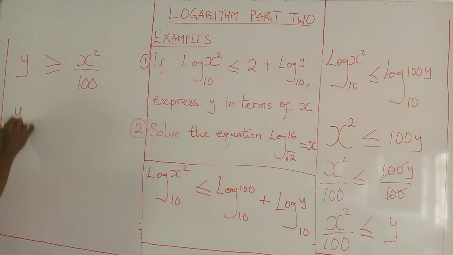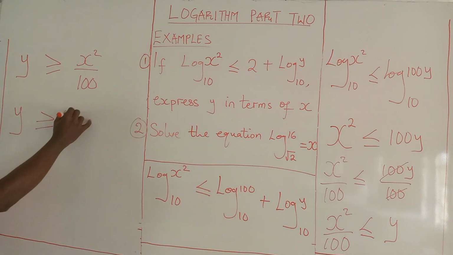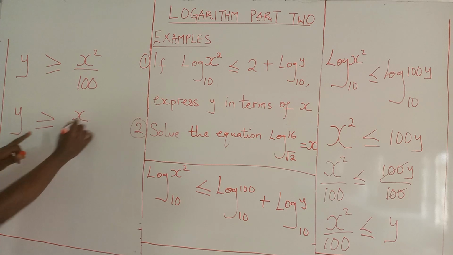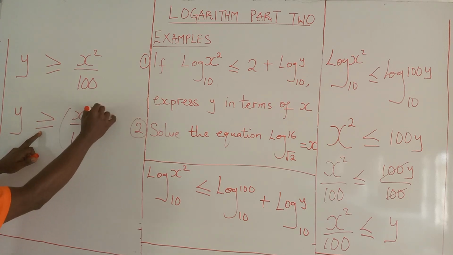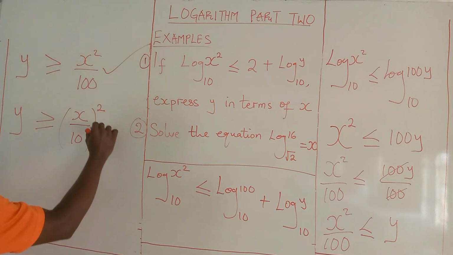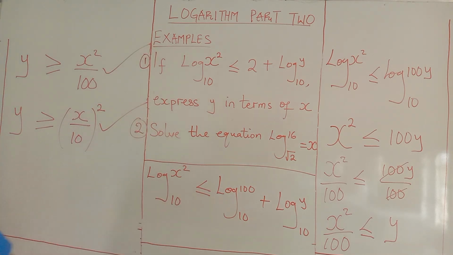Another way, you can still keep it like this: y is greater than or equal to (x over 10) squared. So you keep it like this, you're okay. Keep it like that, you are still correct. So with that, we are through with number one.